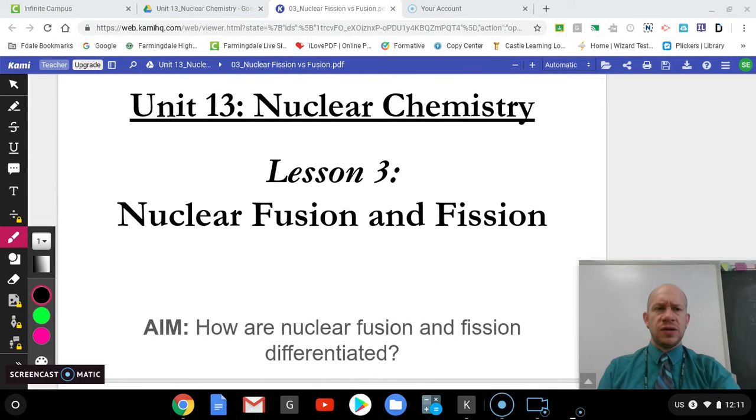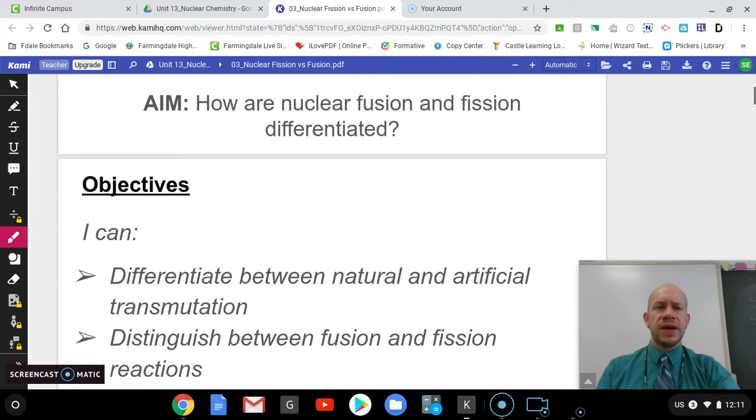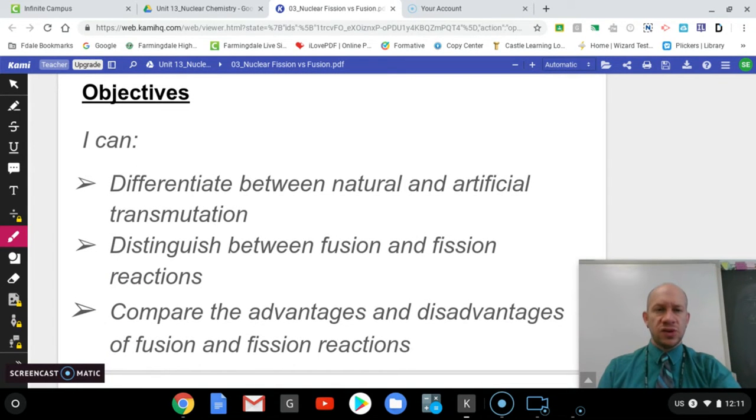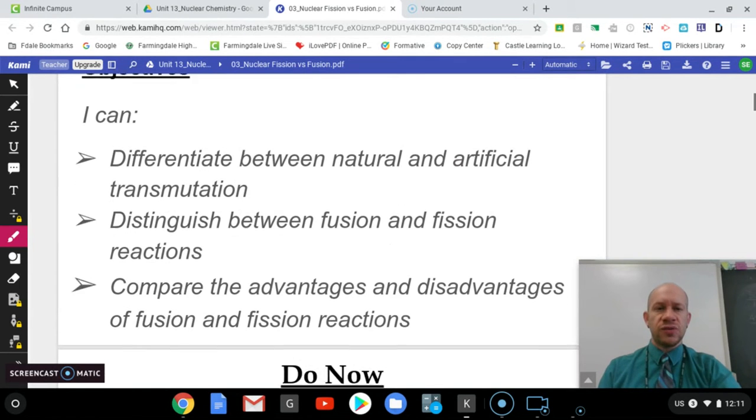This is Unit 13, Nuclear Chemistry. Lesson 3, Nuclear Fusion and Fission. How are nuclear fusion and fission differentiated? The objectives of this lesson: I can differentiate between natural and artificial transmutation, I can distinguish between fusion and fission reactions, and I can compare the advantages and disadvantages of fusion and fission reactions.